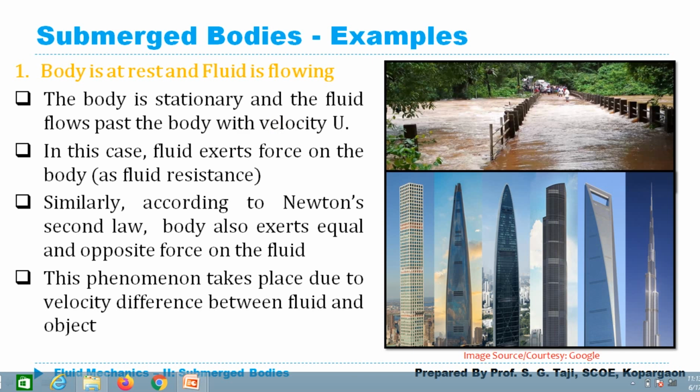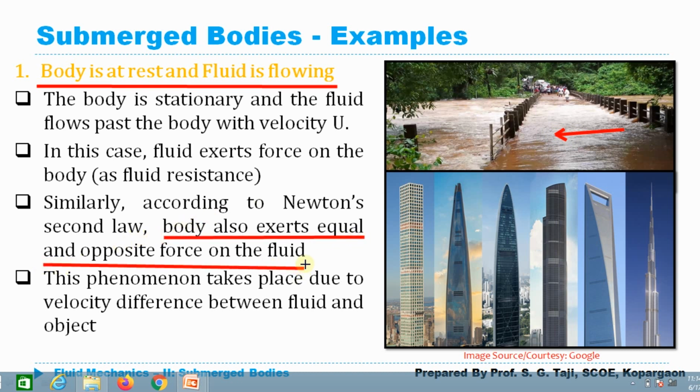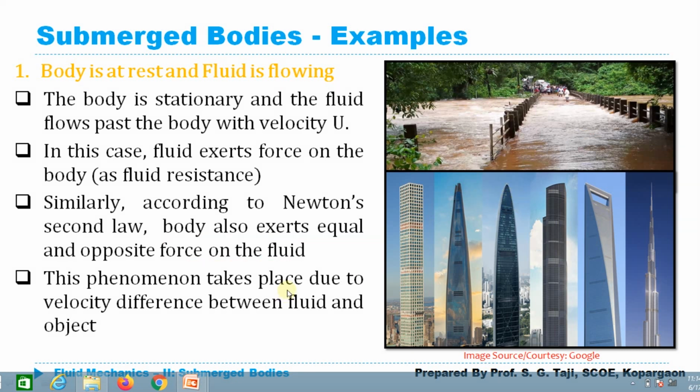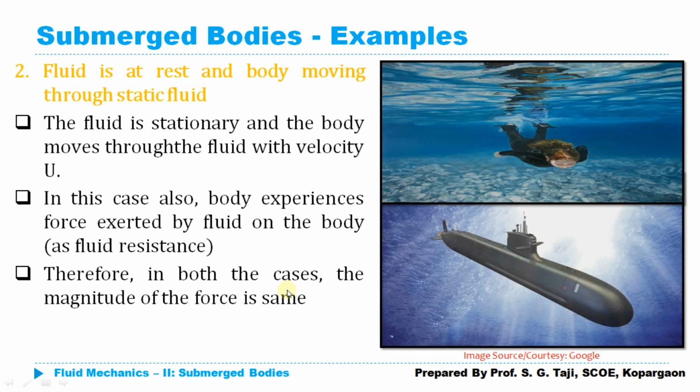In the first case, my body is at rest and the fluid is flowing with a certain velocity. You can take the example of this bridge, where the bridge is stationary and the liquid is flowing over it with a certain velocity. In this case, my fluid is going to exert a certain amount of force on this particular bridge, and according to Newton's second law, the body is also going to exert an equal and opposite force on the fluid. You can also take the example of these buildings, which are surrounded by air and will be subjected to a certain amount of force exerted by the air, and this force will be there because of the velocity difference between the object and the fluid.